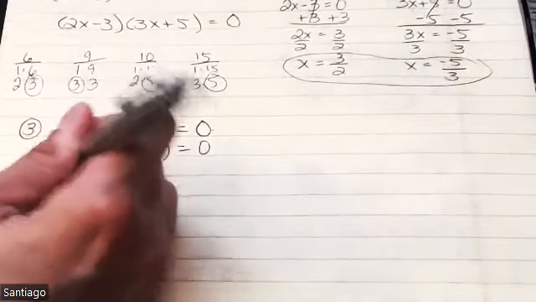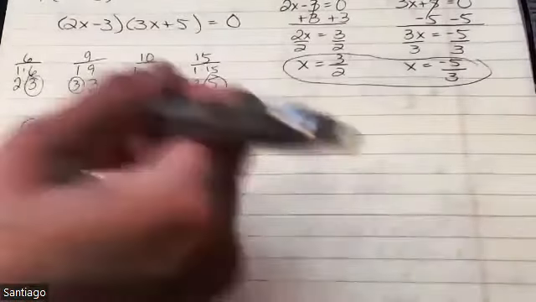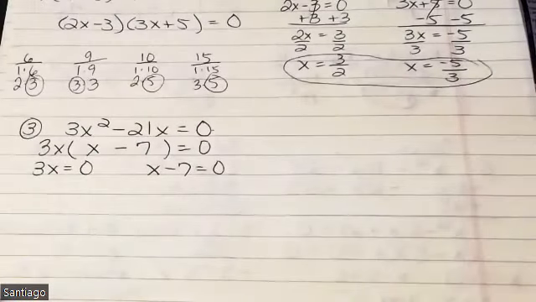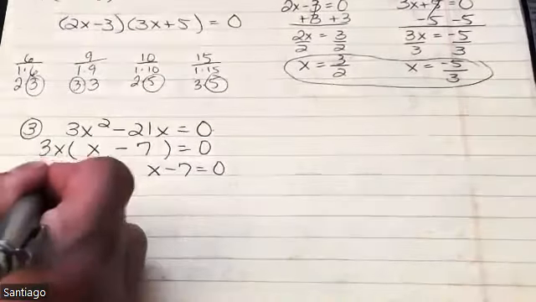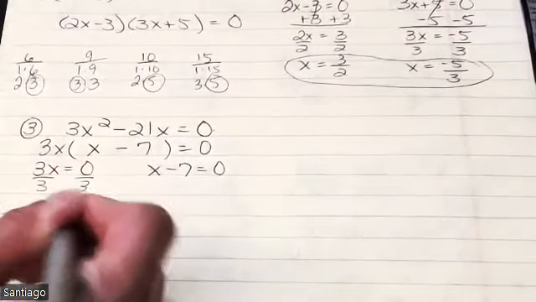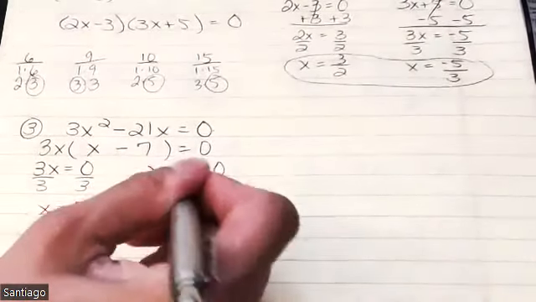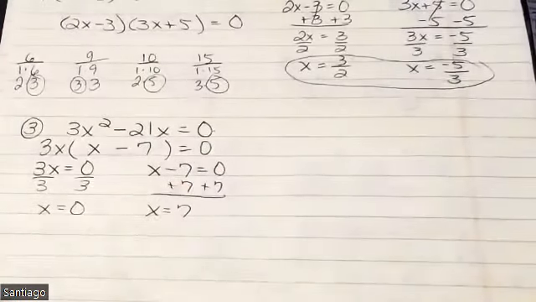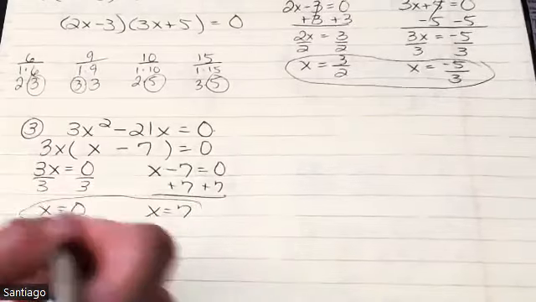So here's the first one, 3x is equal to 0. And here's the second one, x minus 7 is equal to 0. Now I can solve for x by dividing by 3. So we have x is equal to 0. And then of course I'll add 7. That means x is equal to 7. And those are the 2 solutions.